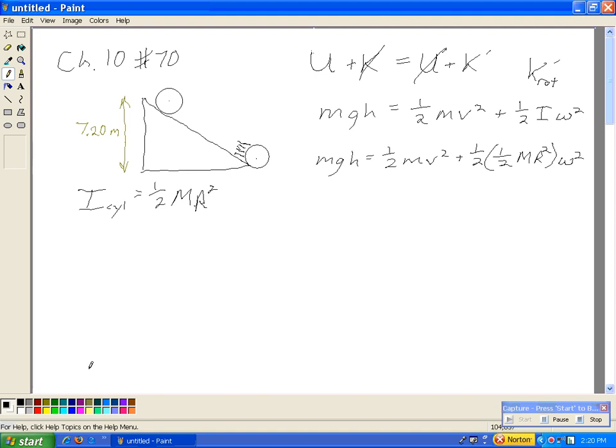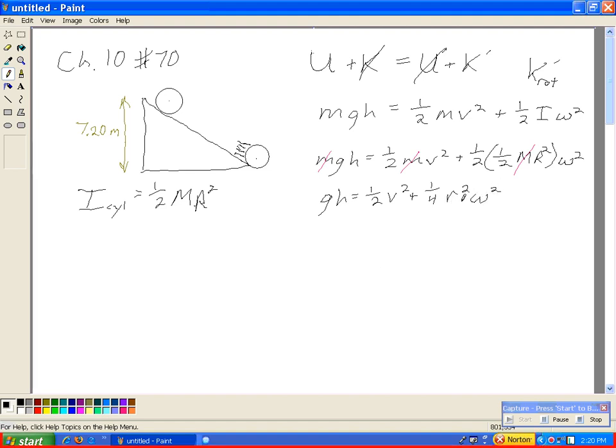So, we do some fun stuff. Divide out the masses. It's all the same mass. Okay. Next up, notice what we have left. We've got gh equals 1/2 v squared plus 1/4 r squared omega squared.